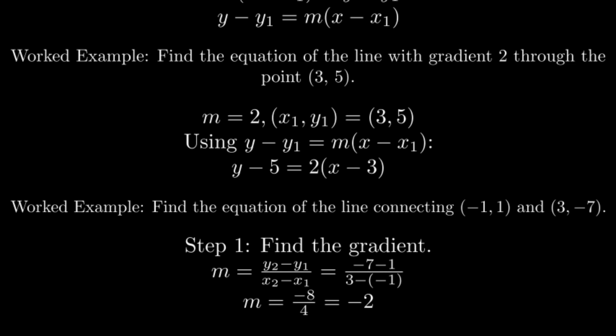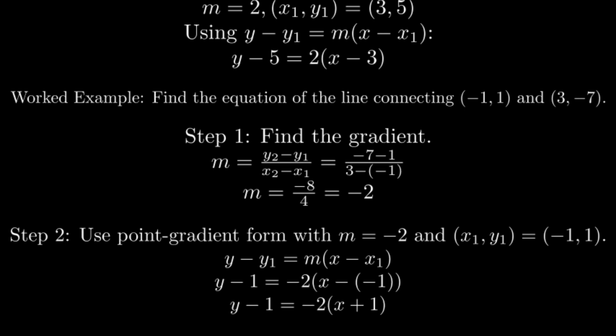Step 2 is to use the point gradient form. We can use either of the 2 points. Let's use the point -1, 1. Substituting m equals -2, x1 equals -1 and y1 equals 1 into the formula, we get y minus 1 equals -2 times x minus -1. This simplifies to y minus 1 equals -2(x plus 1). And that's our equation. What if we had used the other point, 3, -7? Let's check. We would get y minus -7 equals -2(x minus 3), which is y plus 7 equals -2(x minus 3). If you expand both equations, you'll find they are identical. Both are correct. So now we have 3 powerful forms for the equation of a line.